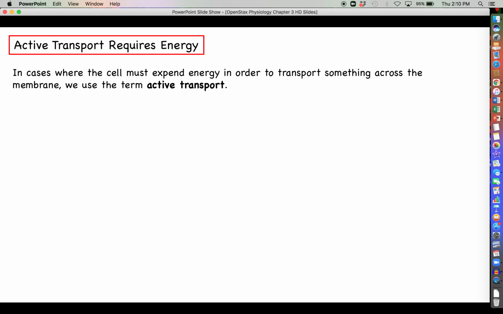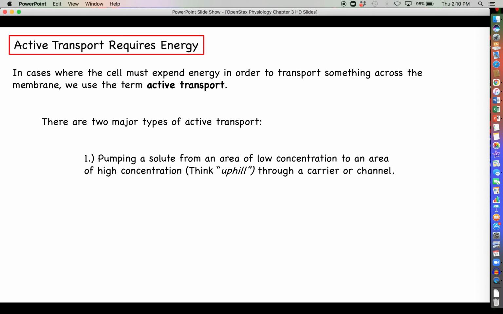And as we've talked about before, if you try to go uphill, you're going to have to give it a little bit of a push. You're going to have to expend some energy. So there are two major types of active transport. The first that we're going to discuss here involves what I just said, pumping a solute from an area of low concentration to an area of high concentration. Again, think of us going uphill. This is still going to utilize a carrier or a channel like we are already aware of for facilitated diffusion, the main difference being that we're going uphill from low to high concentration and we're going to need some form of energy.